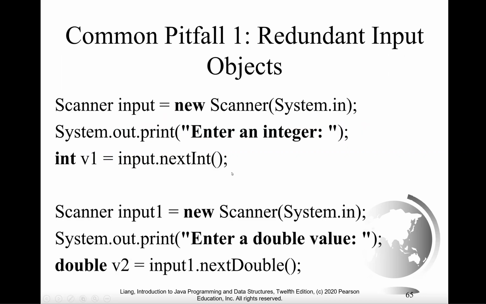One pitfall that's very common for new programmers: when you use the scanner for input, you create an input object to get 1 input, and then you create it again to get another input. This is redundant. It is unnecessary. You just need to create this input object 1 time. This will lead to some subtle problems when you use this for automatic grading, and sometimes it's not going to work. So just be aware that these redundant input objects should not be used.